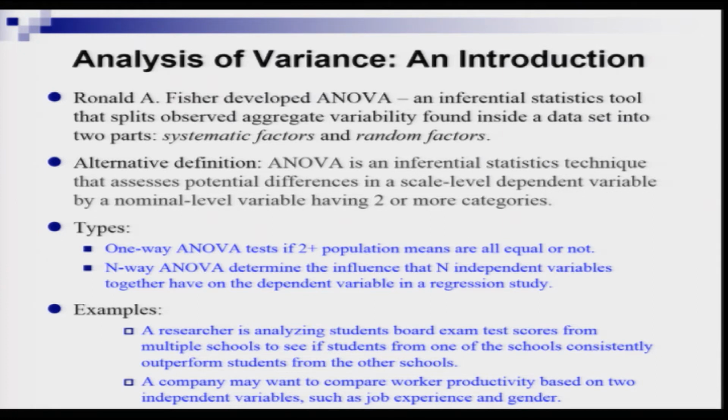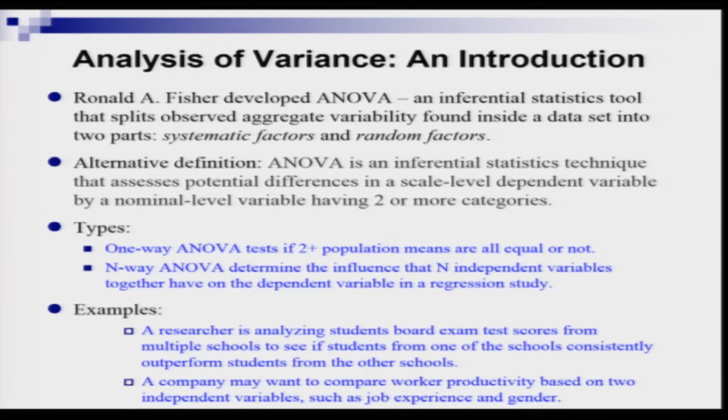where it is being told here that ANOVA actually helps me to assess the potential differences in a scale level dependent variable. Basically, by scale level dependent variable I mean a kind of continuous y that we have seen in the regression setup, and the differences are basically the variability. So, this alternative definition is a more compact definition of ANOVA, as it explains what ANOVA does from two different perspectives.